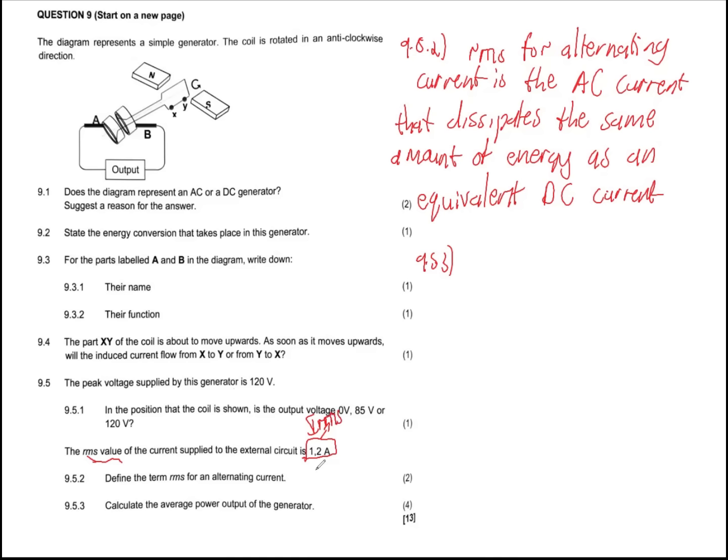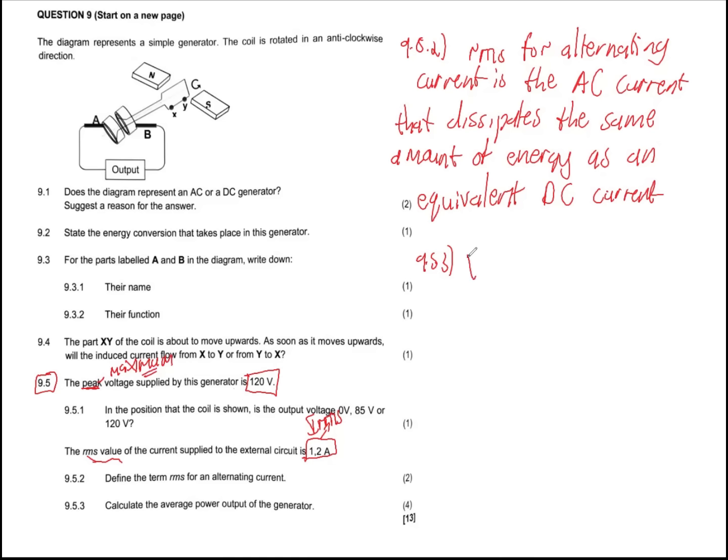And then they say calculate the average power output of the generator. But remember that from the statement here, these are all sub-questions for 9.5, right? So they say the peak voltage. What does the word peak mean? Peak means maximum. So the maximum voltage supplied by this generator is 120 volts. That means we can't use this maximum voltage. We would first need to convert it to VRMS.